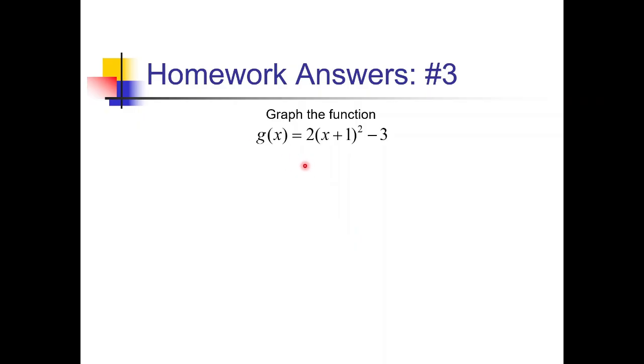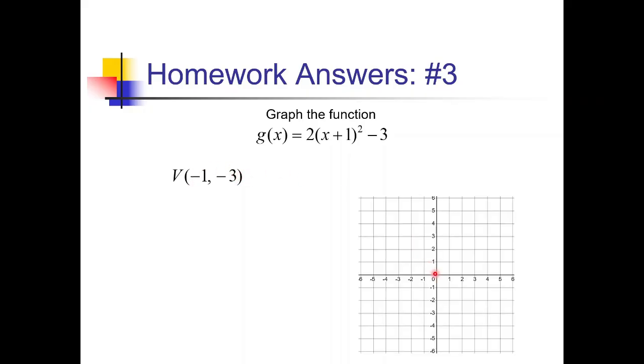For the g function here, this is in vertex form, so I'm going to get the vertex as my starting point on this. The x plus 1 inside gives me a -1 for the x value of the vertex. The -3 outside gives me a -3 for that vertex value. So -1, -3. Going to my graph and plotting that, we're going left 1, down 3. So there's my vertex.